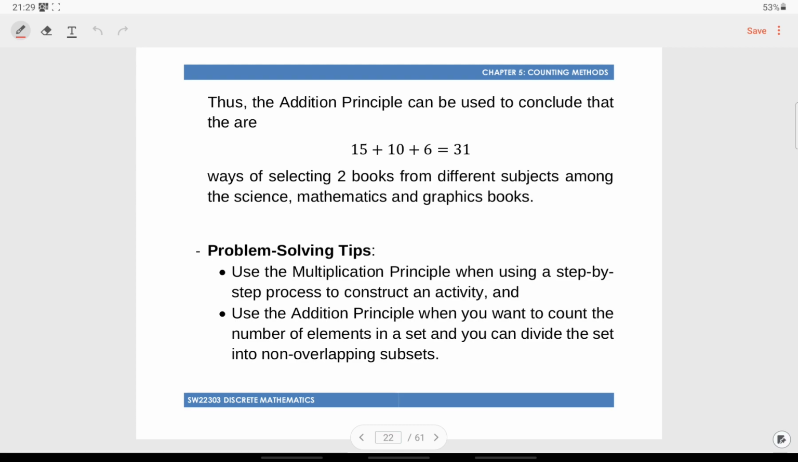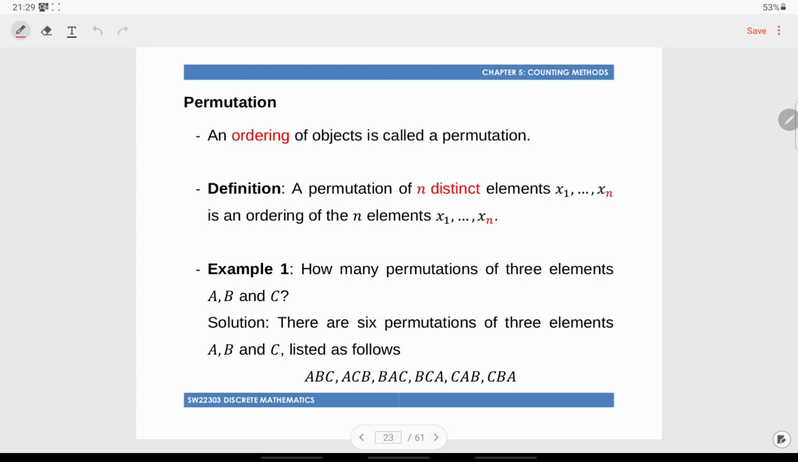From all these early examples, we can conclude the following solving tips. Use the multiplication principle when using a step-by-step process to construct an activity, and we can use the addition principle when you want to count the number of elements in a set, and you can divide the set into non-overlapping or disjoint subsets.